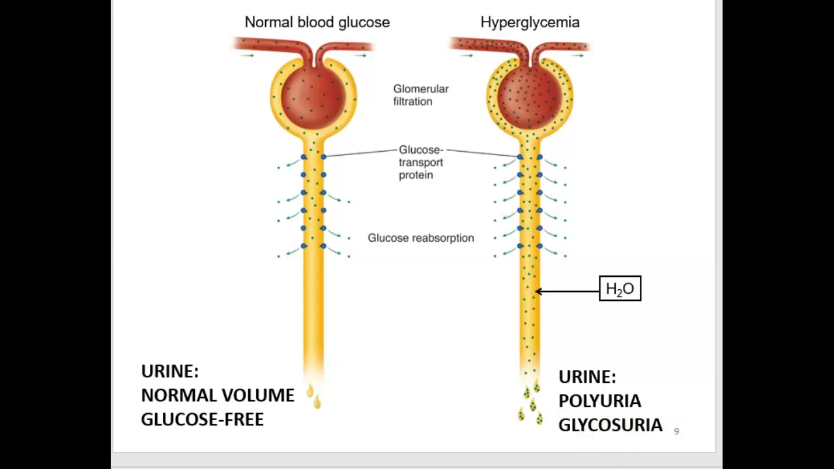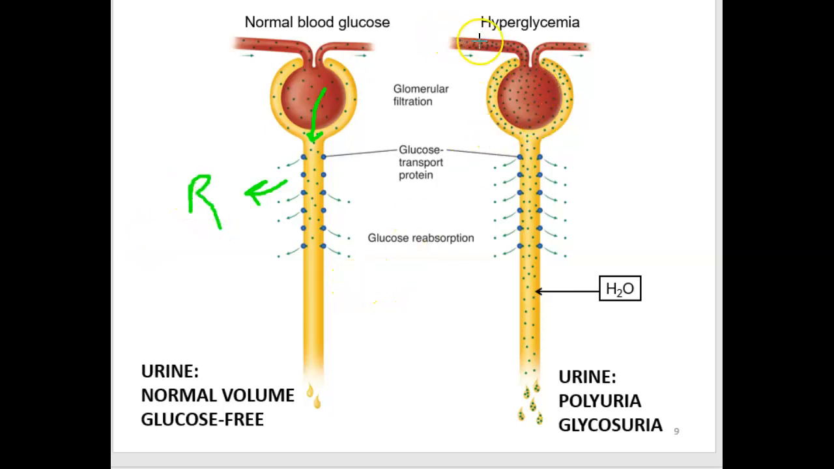So the picture on the left shows normal blood glucose levels, and the glomerulus is shown in a different color. Glucose is being filtered from the glomerulus into the nephron. Normally, in the proximal convoluted tubule, glucose can be reabsorbed. So that's reabsorption.